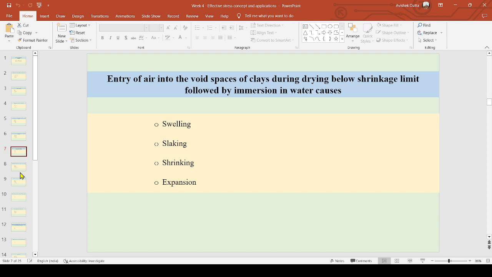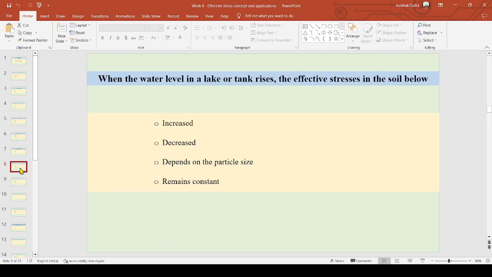Next question. When the water level in a lake or tank rises, the effective stresses in the soil below: is increased, is decreased, depends on the particle size, or remains constant.